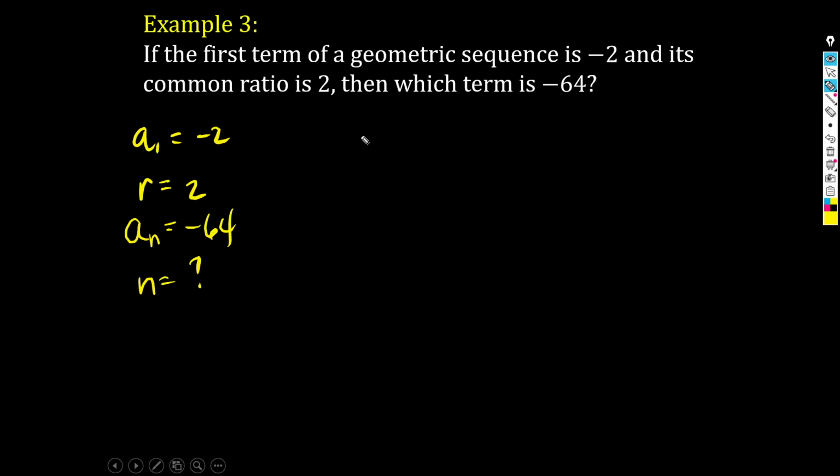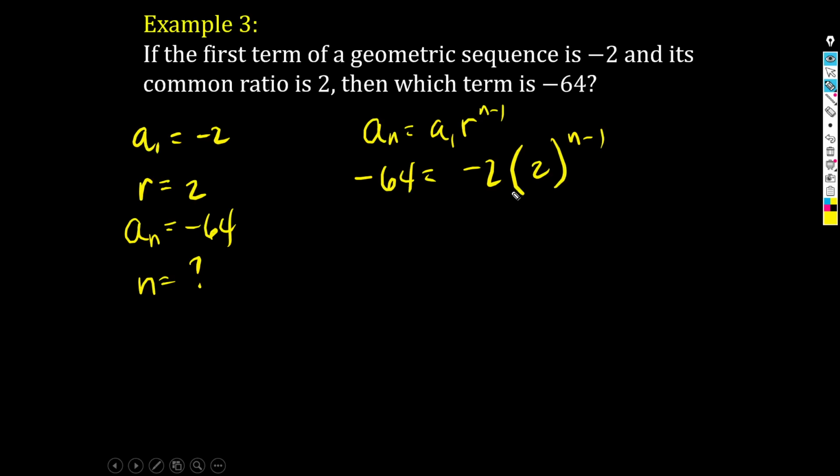So, let's plug in what we know in our equation. a sub n equals a sub 1 times r raised to n minus 1. My a sub n is negative 64. My a sub 1 is negative 2 multiplied by my common ratio, 2. Again, our problem is I don't know n, so I'm left with n minus 1 for an exponent. So what can we do here?